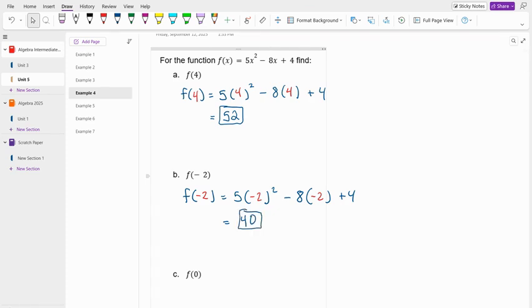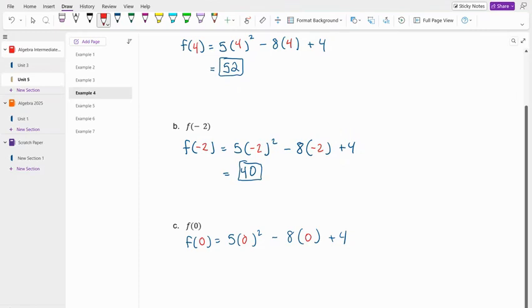And then finally we have f of 0. F of 0 equals 5, plus 4. And then what we're going to substitute in there is a 0. And this one I don't need Desmos to do. I know that 5 times 0 squared is 0, minus 8 times 0 is 0, plus 4. So this one is equal to 4.